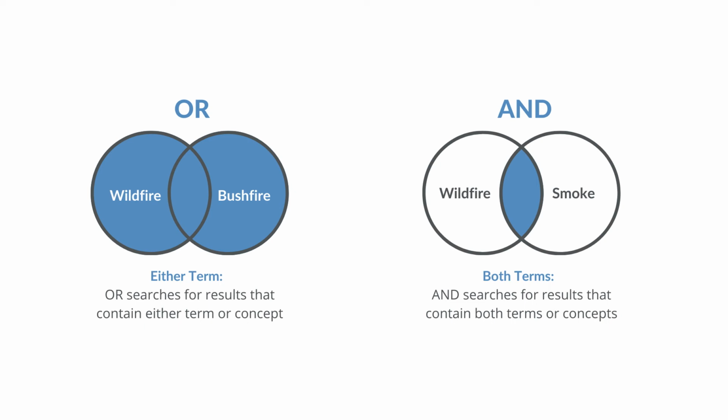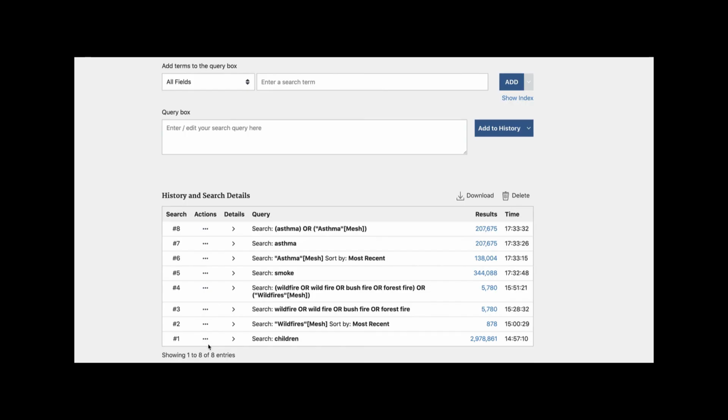We've already used OR to combine synonyms and MeSH terms. Now we'll use AND to combine the individual concept searches because we are looking for articles that address all of our concepts. First, let's add the children's search to the query box. Next, click on the action ellipsis for the combined wildfire search and choose Add with AND. Then do the same for the smoke and asthma searches. All of our concepts now appear in the query box combined with AND, so let's complete our search.